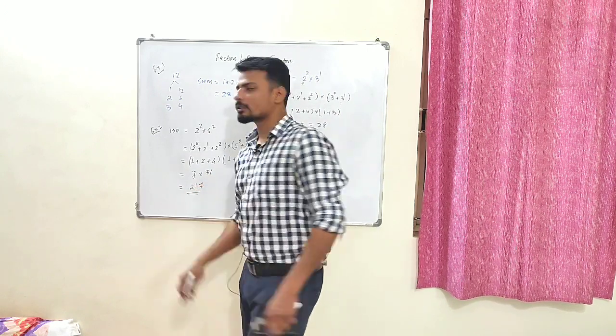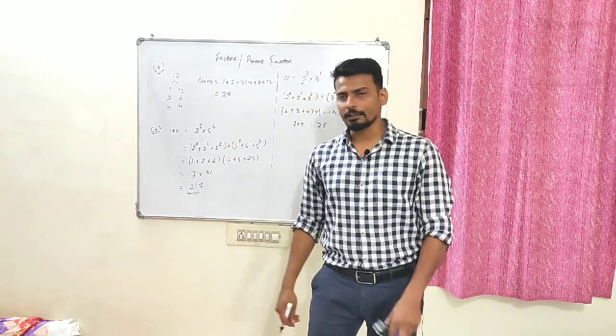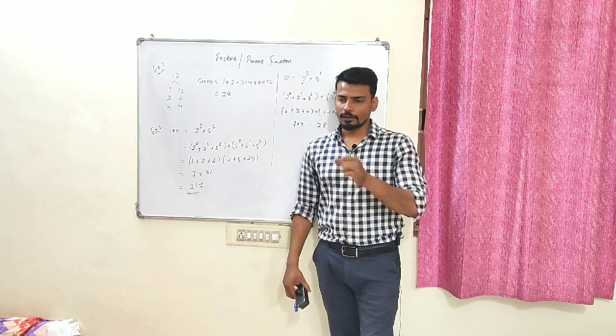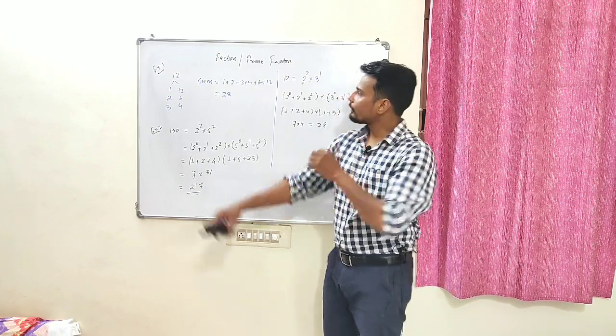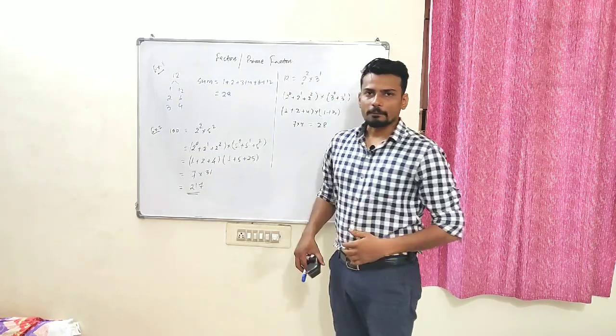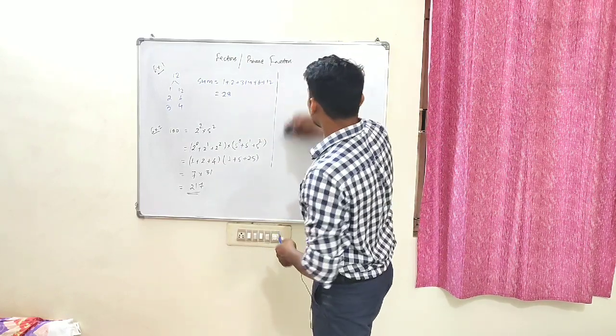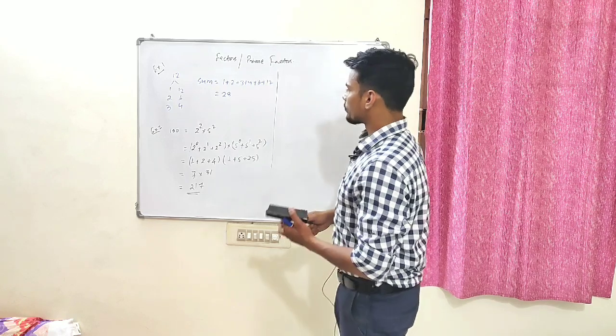So the sum of the factors of 100 is 217. I'm sure you guys would have understood this. If not, try and repeat the video and try and get it done. Okay, I'm going to do one more example, last example, to find the sum of these factors.